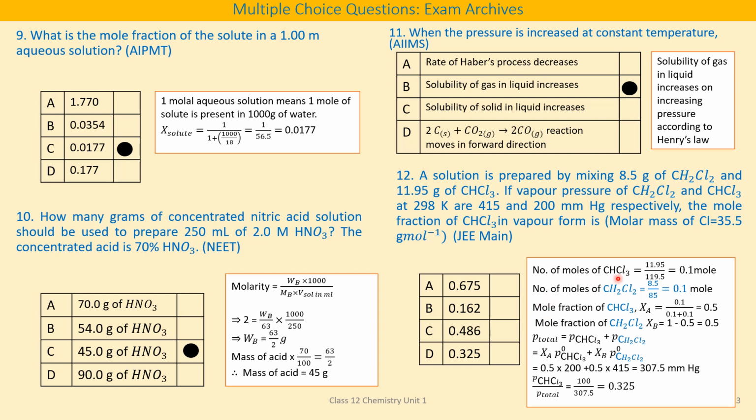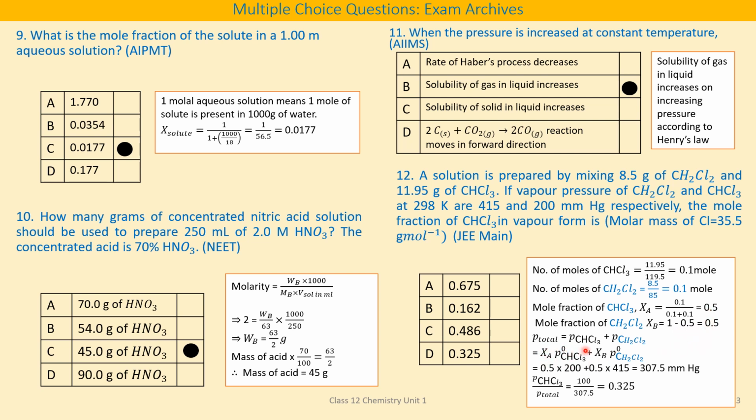Number of moles of CHCl3 is 11.95 divided by 119.5. That is equal to 0.1 mole. Number of moles of CH2Cl2 is 8.5 divided by 85. That is equal to 0.1 mole. Mole fraction of CHCl3, Xa, is equal to 0.1 divided by 0.1 plus 0.1. That is 0.5. Mole fraction of CH2Cl2, Xb, is equal to 1 minus 0.5.